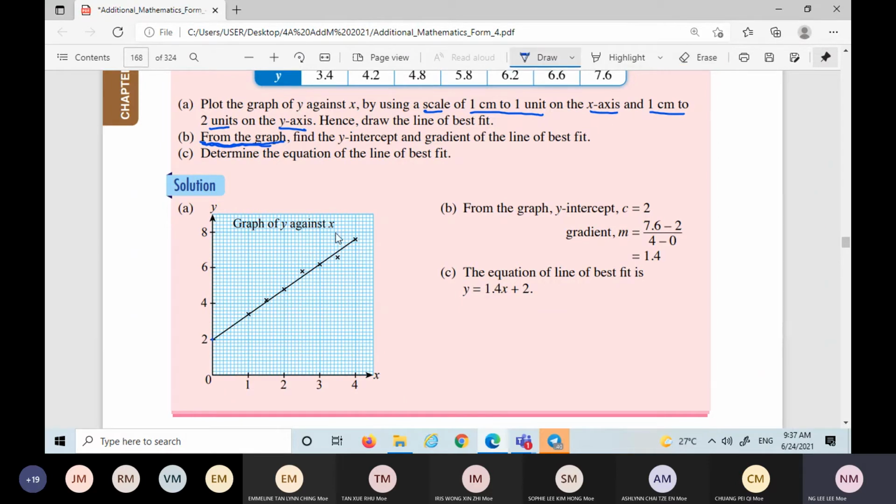Okay, so you see this. First and the last point, do they fall on the line? Yes, you take these 2 points. If they do not fall on the line, then don't take them. But you see here, which point do they take?